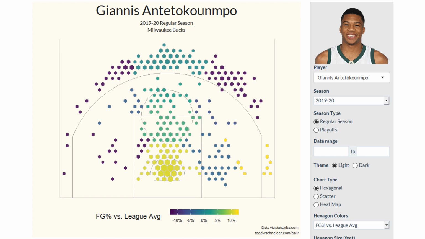In this one, I'm going to give an overview on shot charts. This shot chart design was popularized by Kirk Goldsberry, and you can gain quite a bit of insight from them.